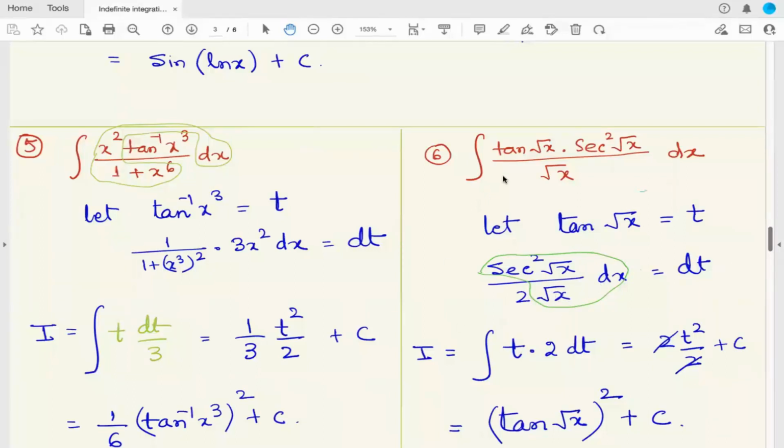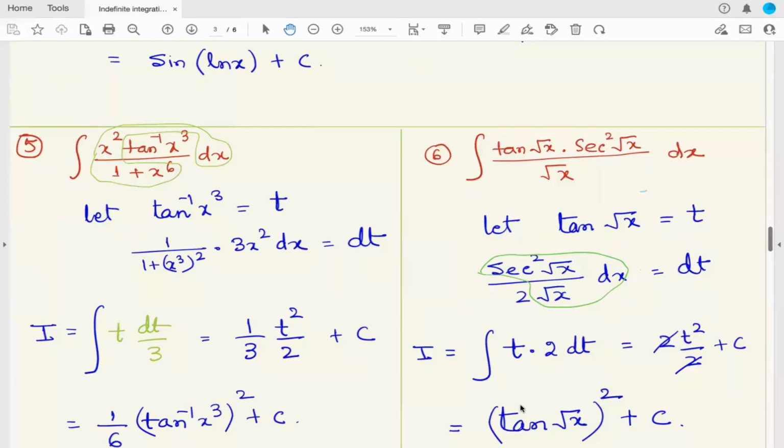And now try to substitute here. We substitute tan root x as t, and the rest of the values, sec square root x by root x dx, is 2 dt. So again it is converted to a simple form of integrand whose integration we already know. It will be t square by 2, and the 2 gets cancelled, so it will basically be t square plus some constant.